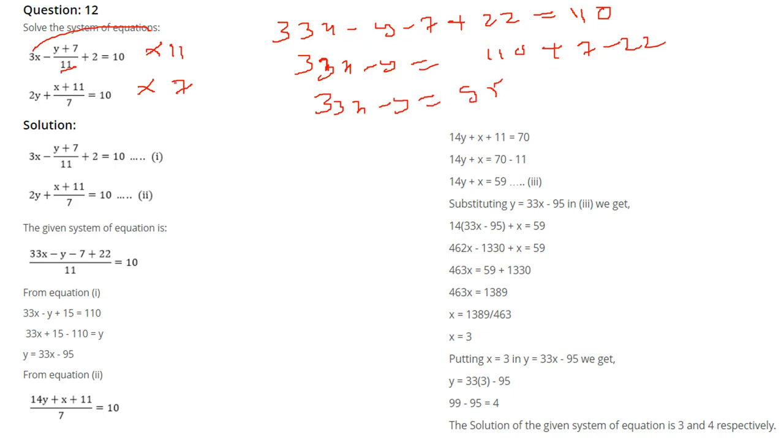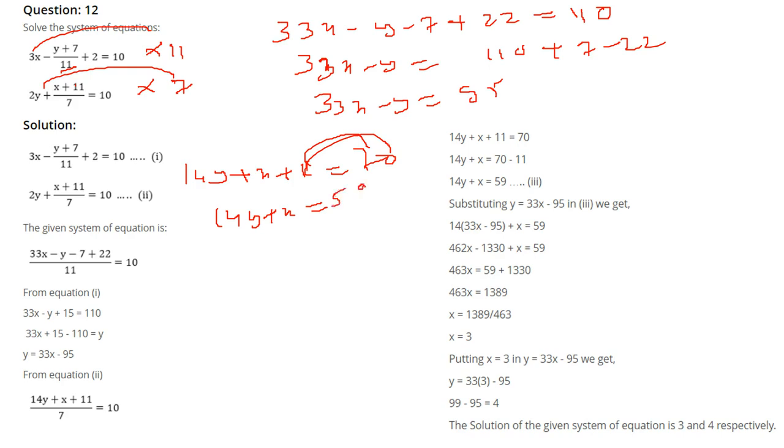See, I am multiplying every term by 7. So you get 14y, then 7 cancelled, so x plus 11 equal to 10, so 70. So 14y plus x, this is 11, sorry. So take 11 here, it will be 70 minus 11, that means that is 59. So this is one equation, this is the second equation, you can solve it.